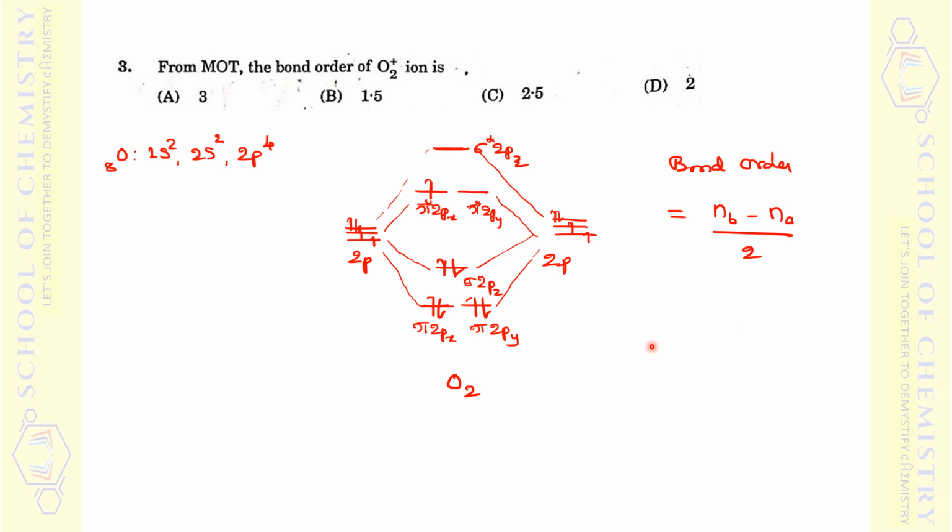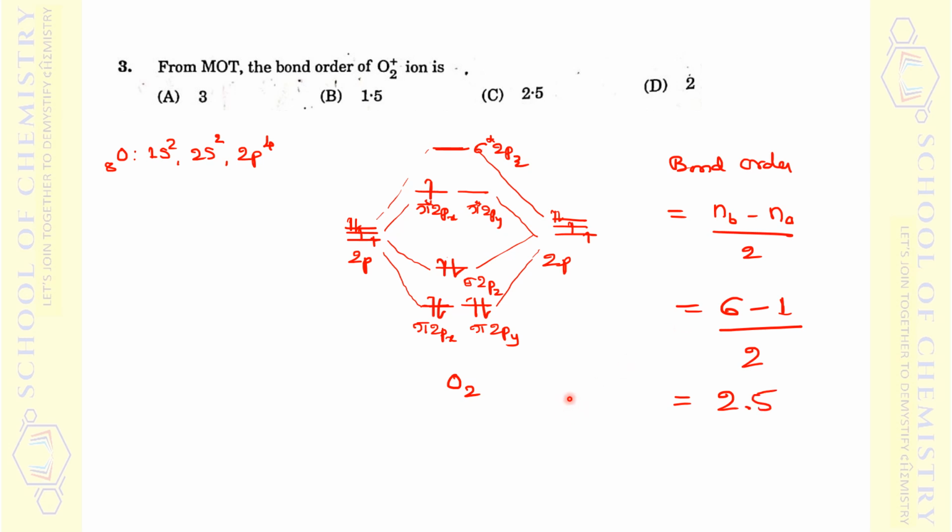Now if we apply this here, if you count the bonding electrons, here 4 and here 2 more, it will be 6 totally. So it will be 6 minus anti-bonding electrons. If you consider only 1 anti-bonding electron, we can find here that it will be 1. So 6 minus 1 divided by 2, so that will be 5 by 2. The bond order will be 2.5, right?